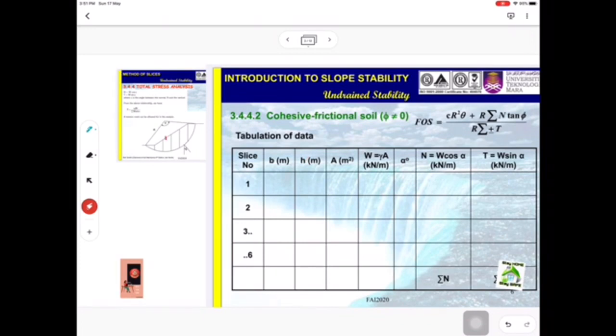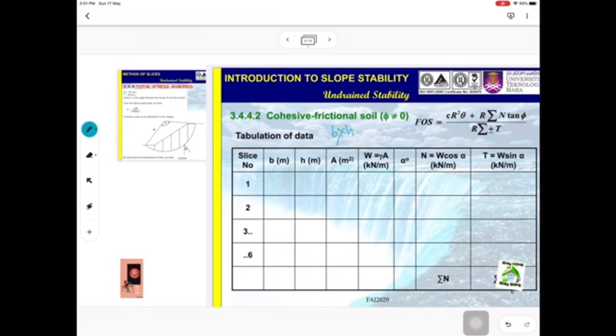H is the average height, where you consider the weight, the W. Okay, and then area is B times H. It's much easier. Or if you want it more accurate, you can use trapezium formula for the area. And then W equals to unit weight times area.